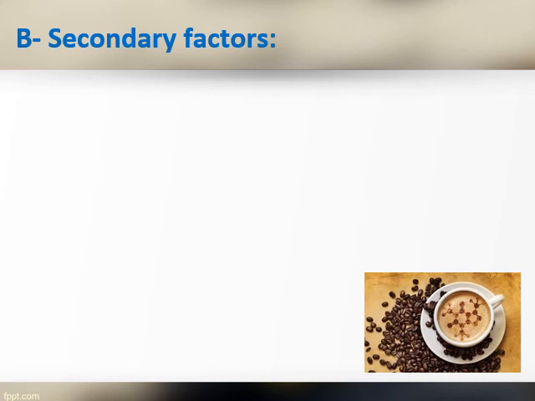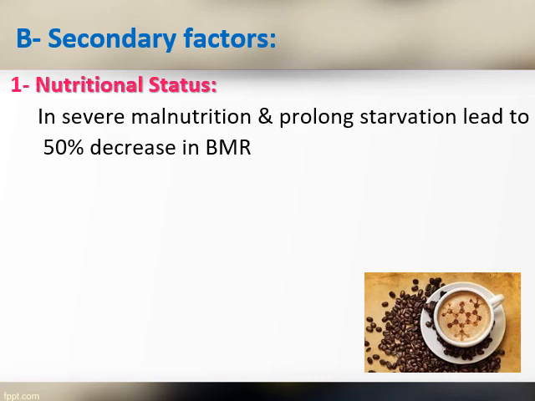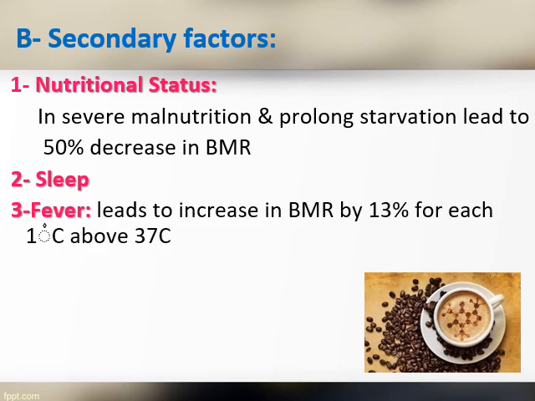Regarding secondary factors affecting basal metabolic rate, the first one is the nutritional status. In severe malnutrition and prolonged starvation, this will lead to a 50% decrease in the basal metabolic rate as an adaptive mechanism. Sleep leads to a 10% decrease in the basal metabolic rate. Fever leads to an increase in the basal metabolic rate by 13% for each degree above 37 degrees Celsius.